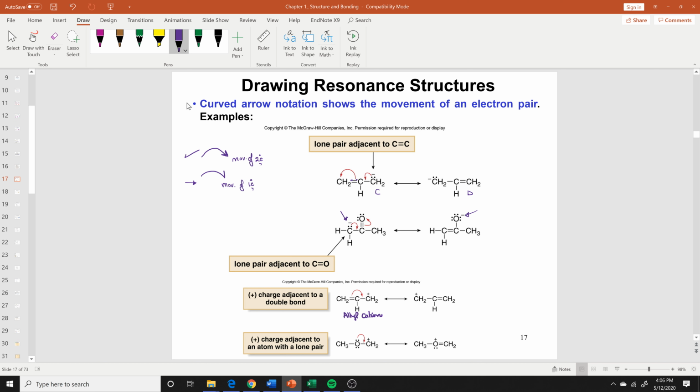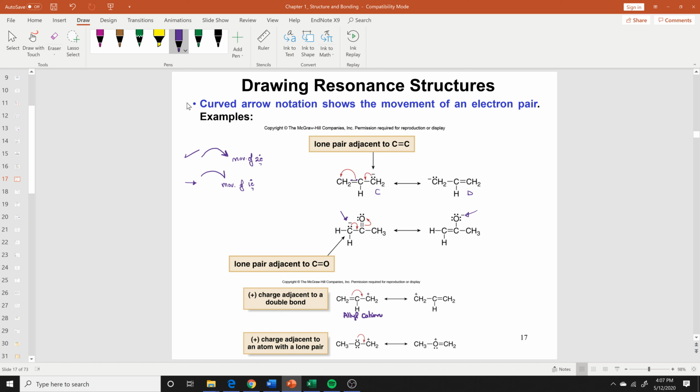Okay? Now, if you have a double bond and a positive charge, remember what I said. We said that positive charges are compounds, or basically atoms, that lack electrons. So if they lack electrons, I cannot start moving electrons from them because they don't have electrons. I have to move electrons towards them. So always with resonance, when you have a plus charge, the movement is towards the plus charge, from the more to the less.